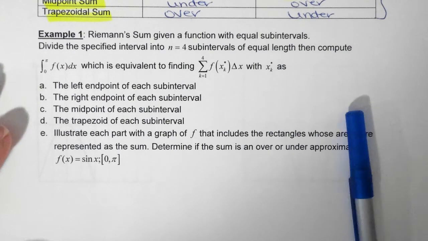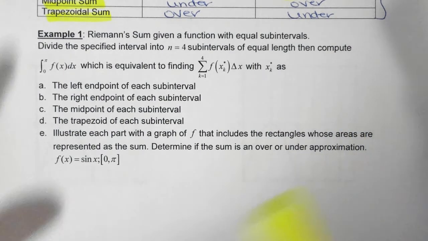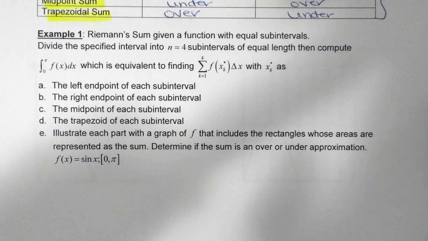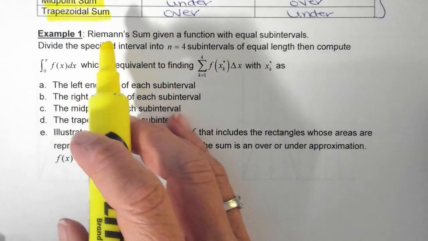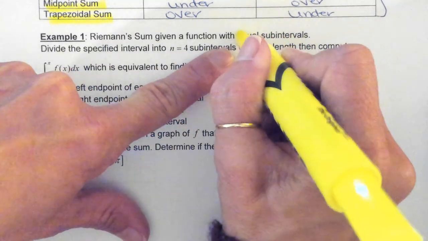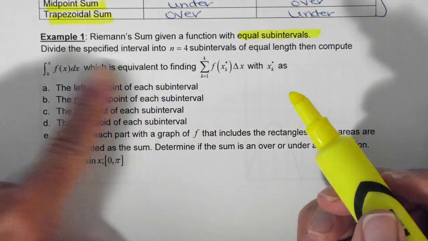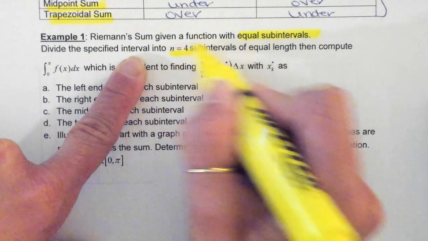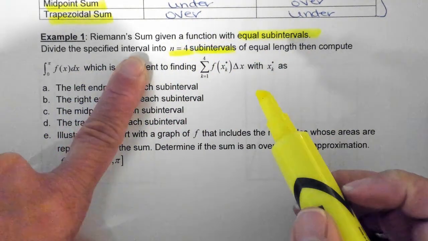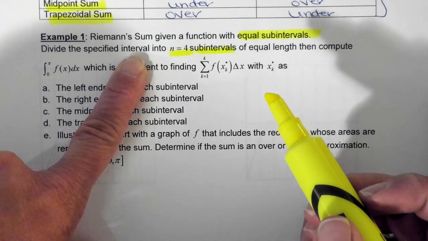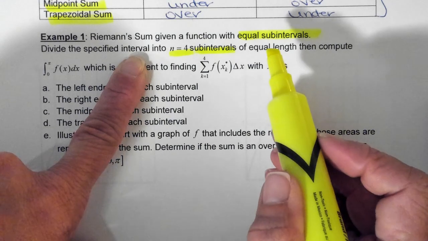One thing that I do want to talk about, that we'll talk about more in detail, is that if you're given a problem, you need to know what this means. It says, in example 1, Riemann sum is given a function in equal subintervals. I'm going to talk about this in just a minute because it's really important. It says, divide the specified interval into n equals 4 subintervals. What that means is this is the number of rectangles that you're going to use to approximate the area under the curve, of equal length.